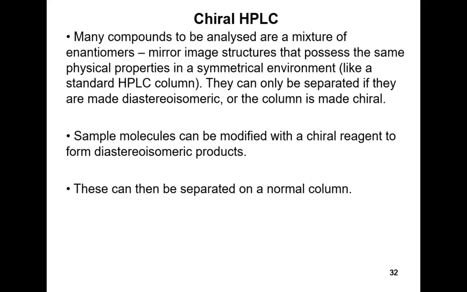But that is obviously quite time-consuming. To take a sample, you have to then do a chemical reaction on it. You have to do some kind of extraction or washing step, maybe, before you put it on the HPLC column. And then you do the analysis. So there's quite a strong demand for HPLC columns which can distinguish the enantiomers directly.